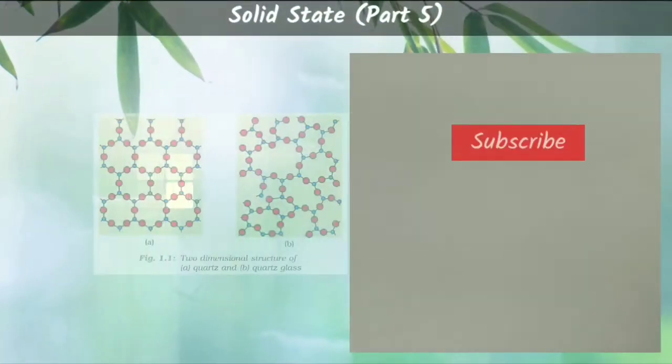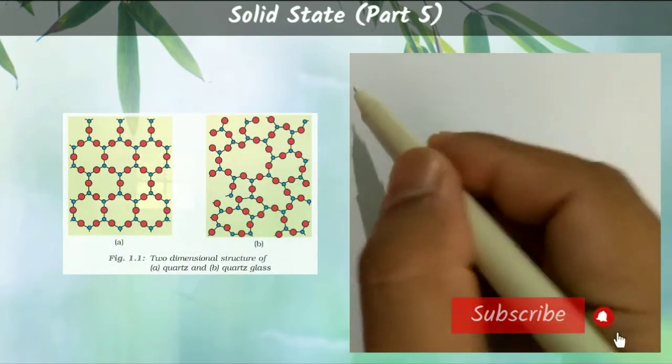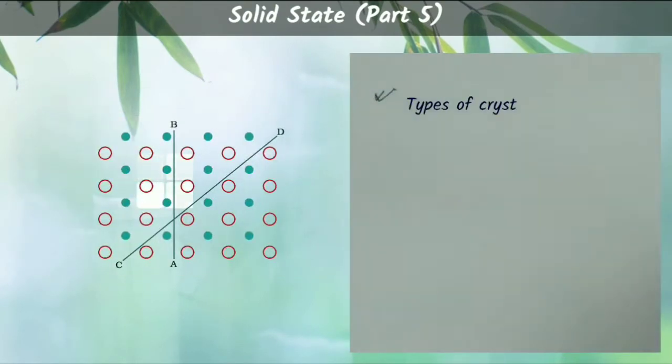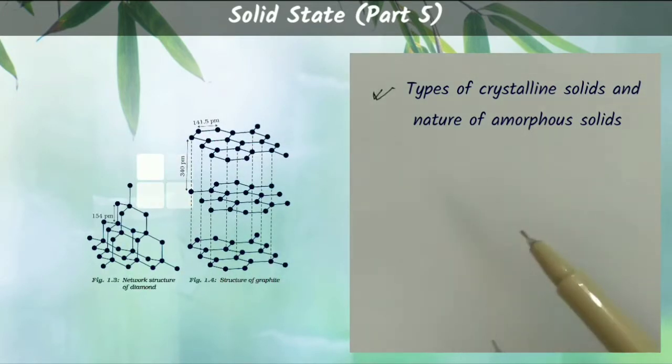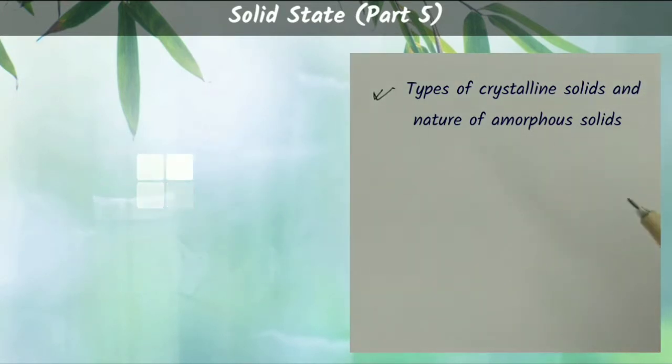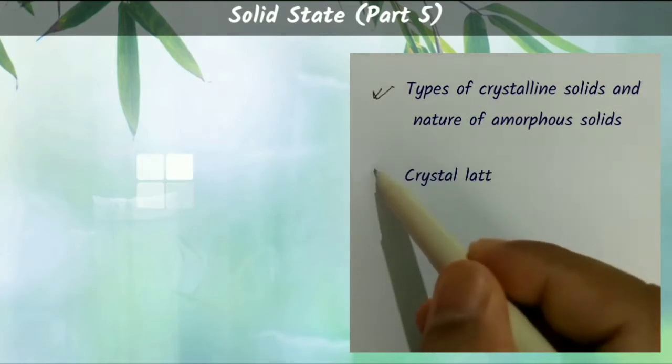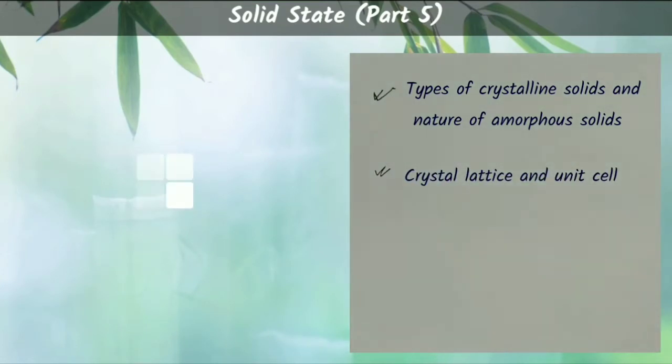From the previous classes, we have already gained some concept about types of crystalline solids and also about amorphous solids. Now let us go into details about crystalline solids. Okay, so first we will discuss about crystal lattice and unit cell.